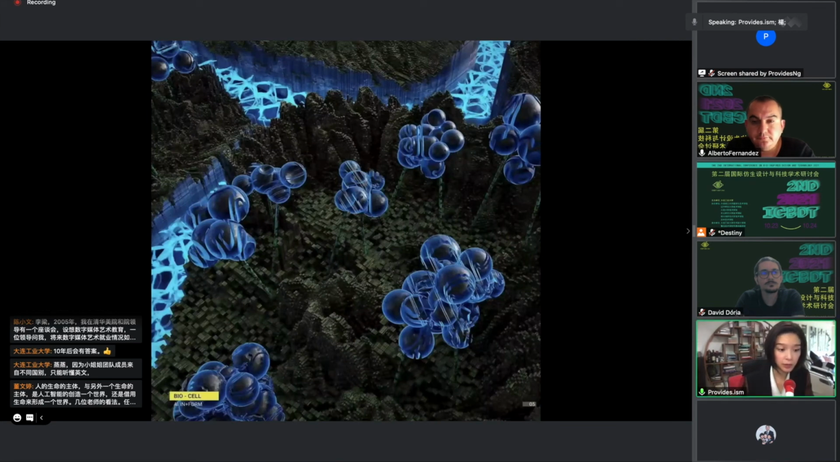Yeah, so the last two projects we'll be sharing with you looking at more universal conditions. So this biocell project explores the potential of different formal topology. The most interesting one is a sphere.